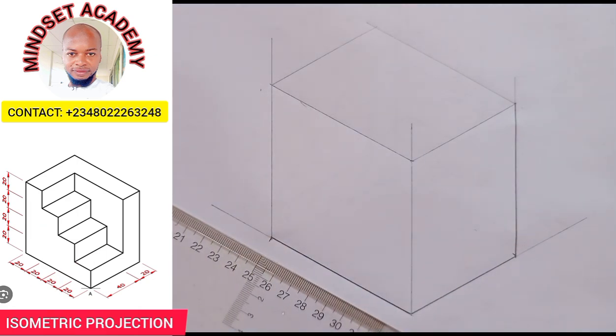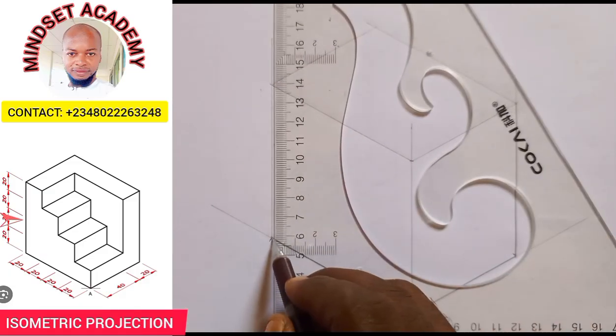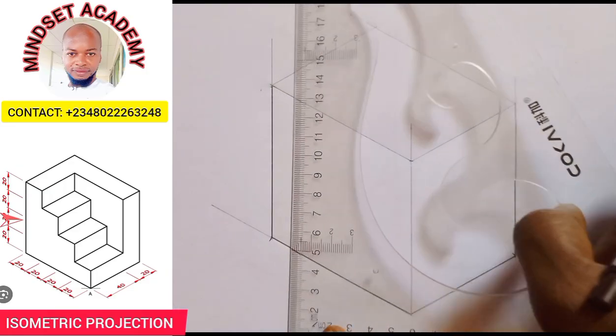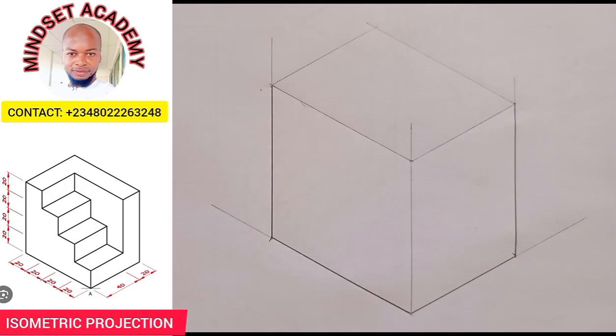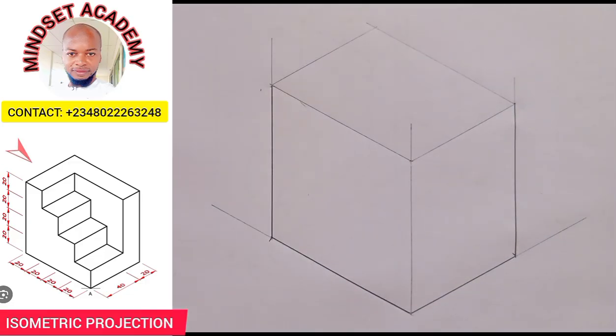Hope you can see that. And the height here too, where the arrow is pointing, this end height here, I'm going to thicken it. And the other length here too, where the arrow is pointing, I'm going to thicken it also.